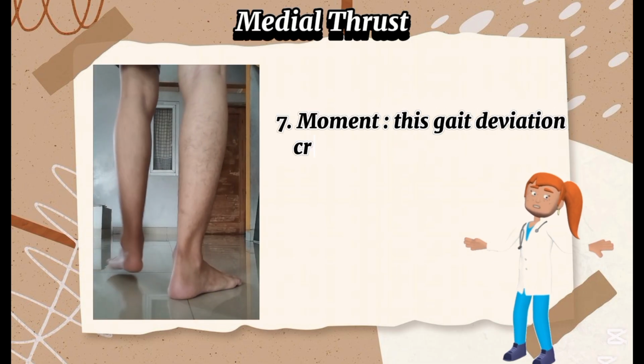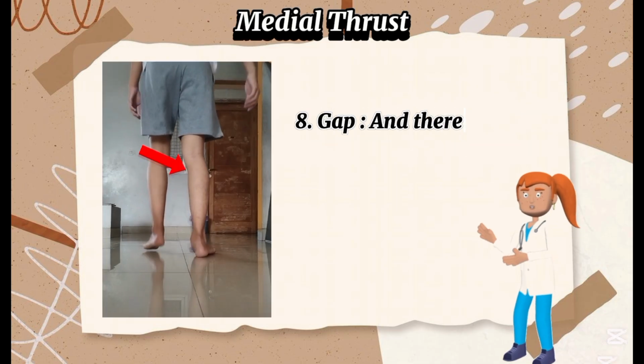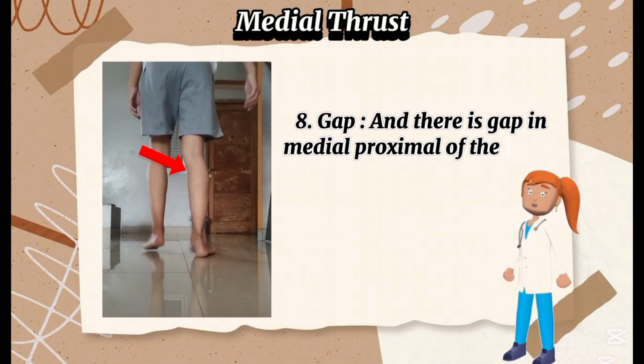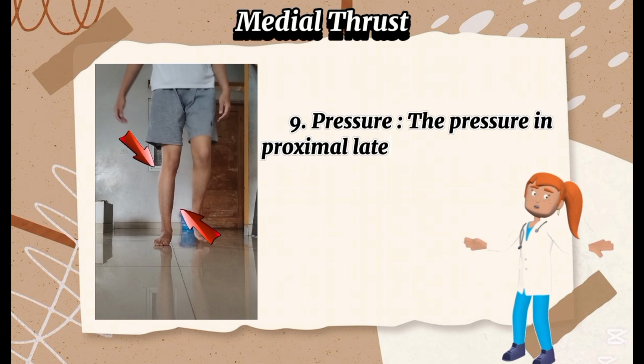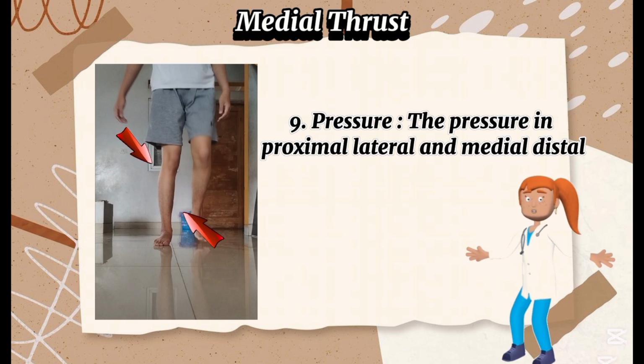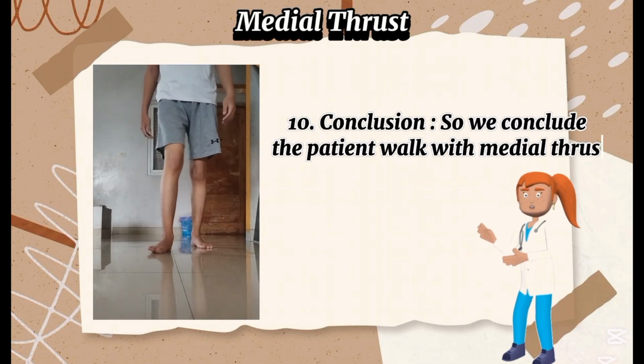This gait deviation creates a knee valgus moment. The eighth is gap, and there is a gap in the medial proximal of the socket. And the ninth is pressure. The pressure is in the proximal lateral and medial distal. And the last is conclusion. So we conclude the patient walks with medial thrust.